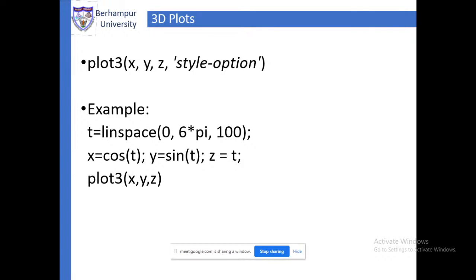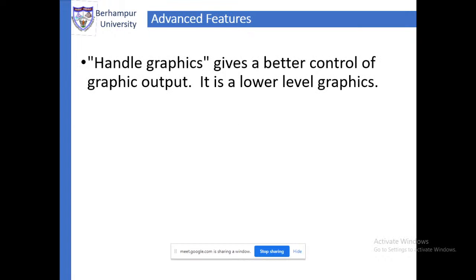Then t is equal to this, so we have found out what t is. Then x is equal to cos t, y is equal to sin t, z is equal to t. Now you can write plot3(x,y,z). That will give you a 3D plot of this. Okay. And then graphics handling, that we will discuss later, sometimes when we use it. It is an advanced feature of MATLAB. We are not going to use this right now.